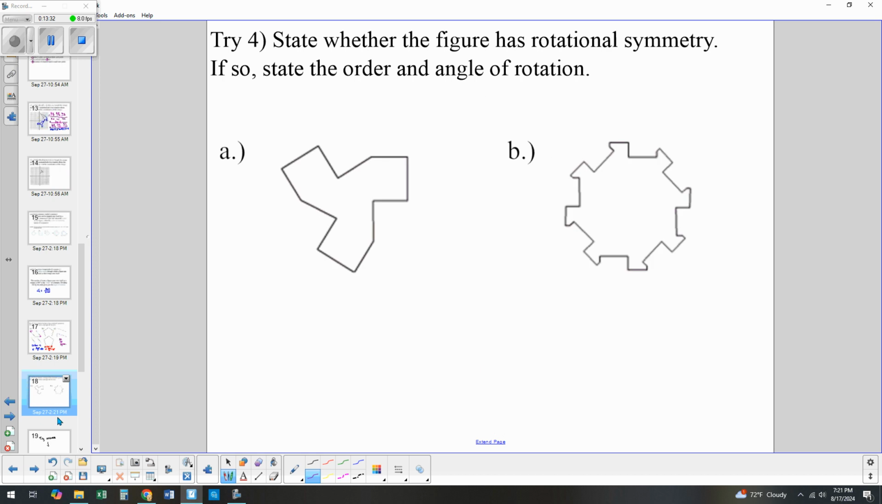So then if you wanted to try these 2 and determine their order and angle of rotation, the answers are posted online. But that is the end of rotations.